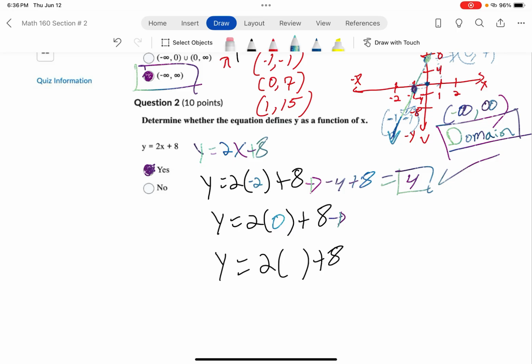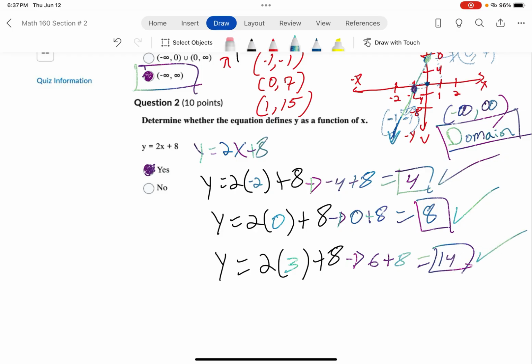Let me plug, for example, 0. Those are different examples. And when I plug 0, I will get 2 times 0, which is 0, and then plus 8. How much is this? 0 plus 8 is 8, right? So I'm getting numbers. Let me see when I plug a positive number. Can I plug, let me say 3? First multiplication, 2 times 3 is 6, and then 6 plus 8. This is equal to what? This is 14, right? So I'm still getting numbers.